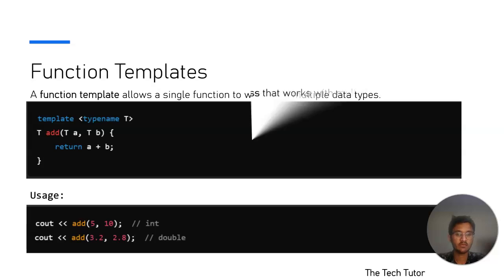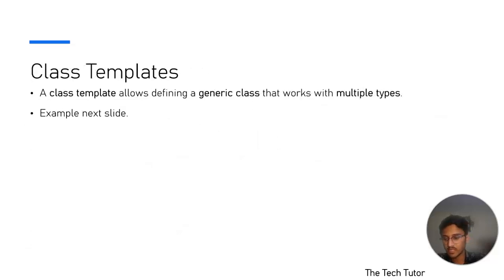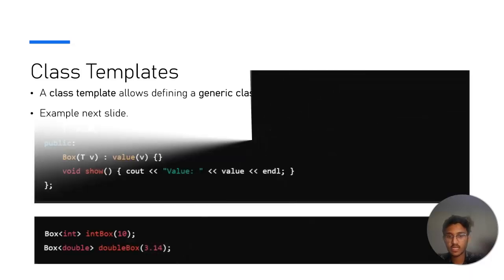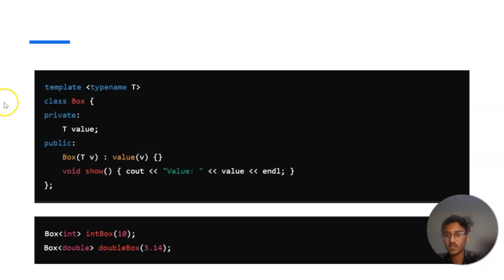Now coming to another type of templates, which we call class templates. Just like function templates, class templates allow us to create generic classes that can work with multiple data types. Here's an example of a generic class that holds a single value. If you look at the syntax over here, template typename T. I would also recommend working the code out to see how this actually works alongside me.